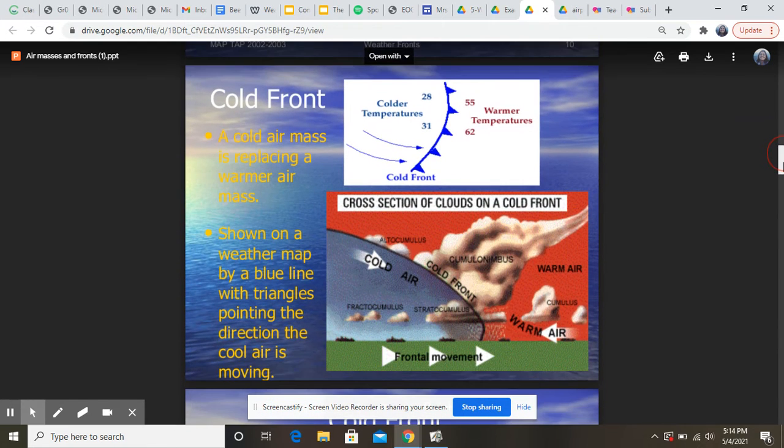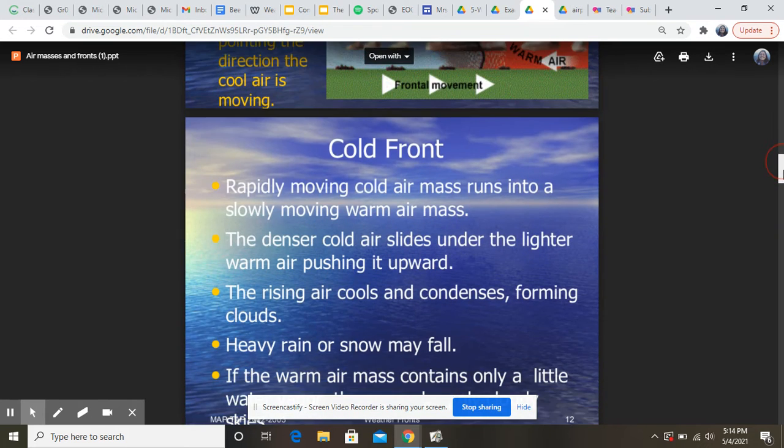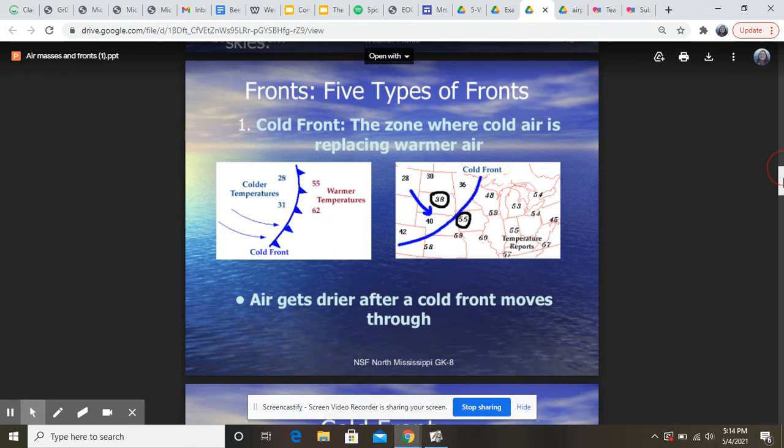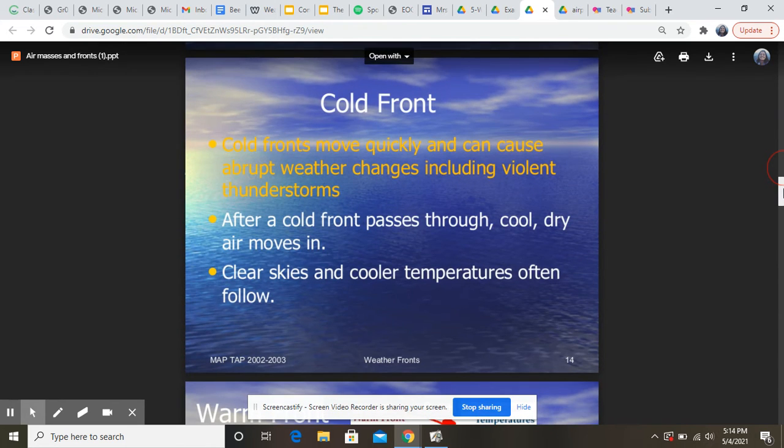So a cold front is a cold air mass replacing a warmer air mass. So the cold air slides under the warm air mass, pushing it upward. The rising air cools and condenses, forming clouds. So a cold front brings heavy rain or snow. So that is important to know. Cold front, heavy rain or snow. And a cold front can also cause thunderstorms.